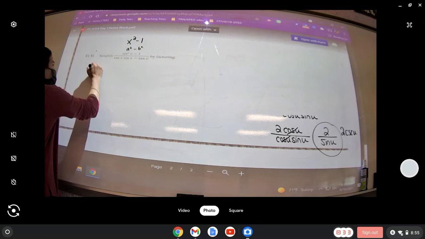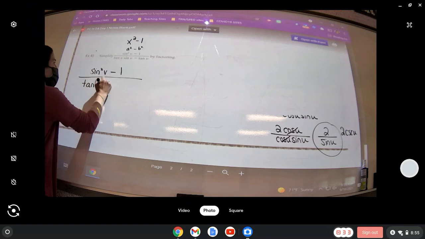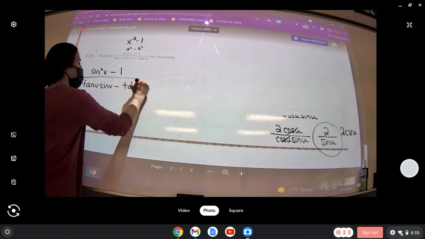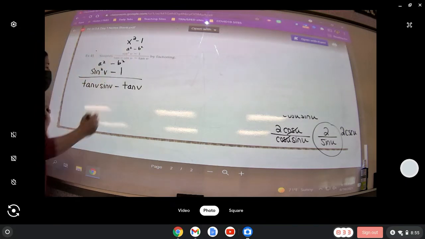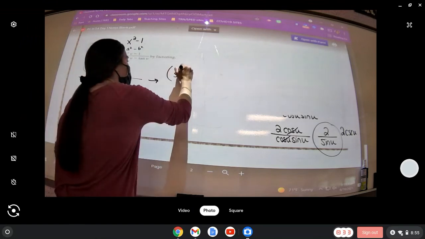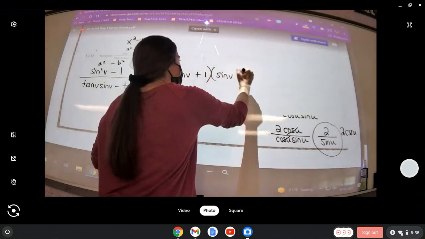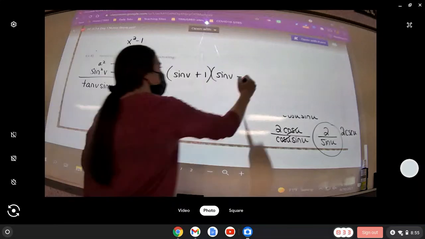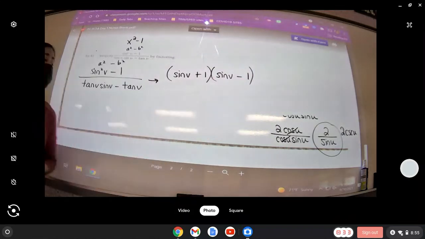You know what? Let me rewrite this because I know it's terrible to see. Okay, so this is literally the difference of two squares. So that's going to factor to a plus b and a minus b. So that's going to become, a would just be sine v, plus b would just be 1, times a, which is sine v, minus b, which is just 1. So that literally, a squared minus b squared factors to a plus b and a minus b.